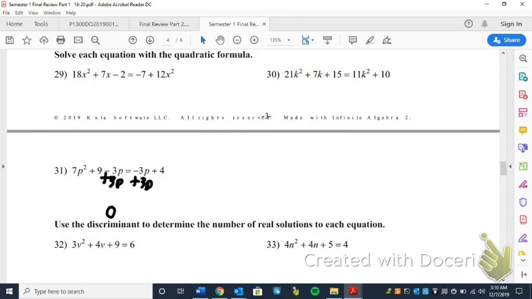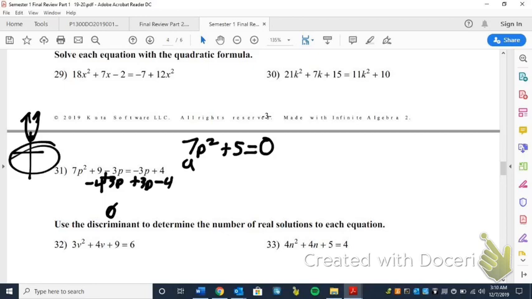So here on number 31, we're going to add 3p to both sides. That actually gets rid of my p's. So I have 7p squared plus 5 equals 0. And it makes sense. If I were to quick graph that, because I know my y-intercept would be at 5, it opens up. You can see why there are no zeros. What we're trying to solve for are zeros. Where does it hit the x-axis? Here it doesn't hit the x-axis, so our only answers are going to be imaginary.